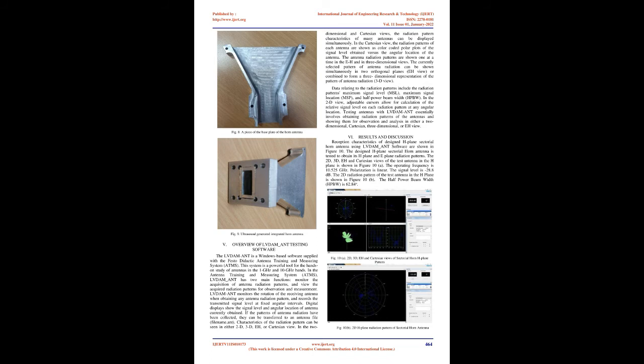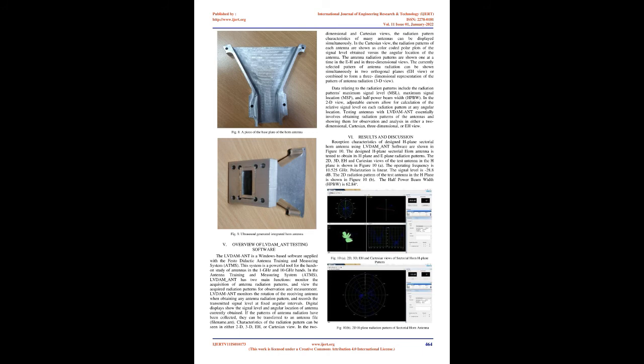The currently selected antenna radiation pattern can be shown simultaneously in two orthogonal planes, 2D view, or combined to form a three-dimensional representation of the antenna radiation pattern, 3D view. Data relating to the radiation patterns include the radiation pattern's maximum signal level, MSL, maximum signal position, MSP, and half-power beam width, HPBW. In the 2D view, adjustable cursors allow for calculation of the relative signal level on each radiation pattern at any angular location.